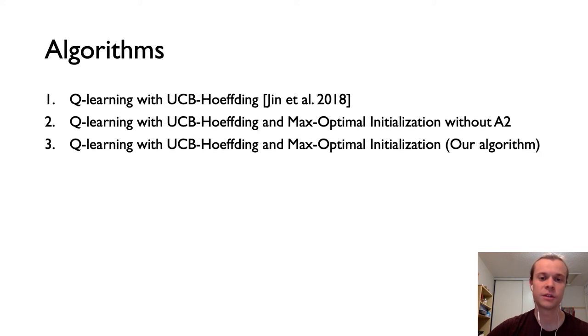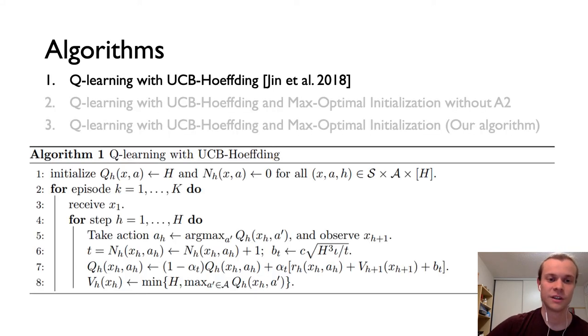This is important because the three algorithms we test in the experiments are as follows. The first one is just the original Q-learning with upper confidence bound Hoeffding algorithm presented by Jin et al. The second one is going to be our algorithm but without A2, that is, without the assumption that we don't update the optimal Q functions. And the third algorithm is just the algorithm we spoke about. To be a little more concrete, the first algorithm is the original UCB Hoeffding algorithm.